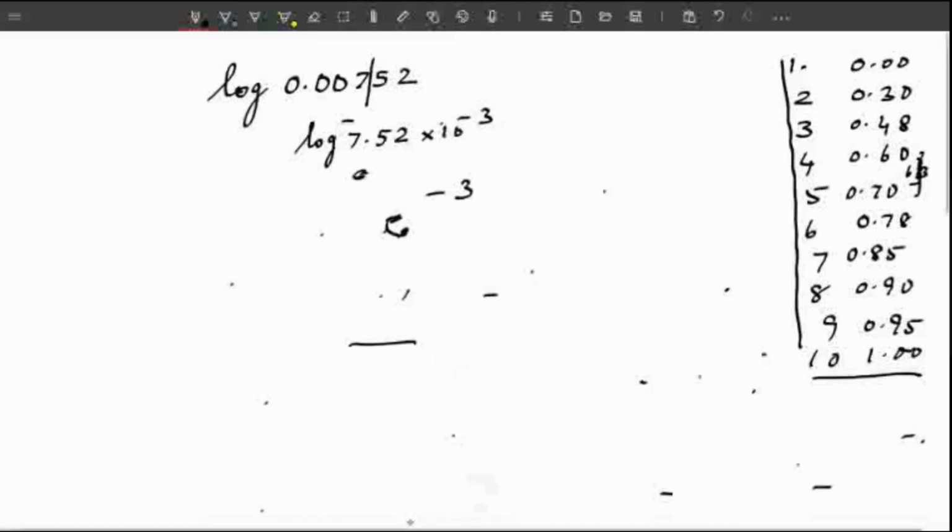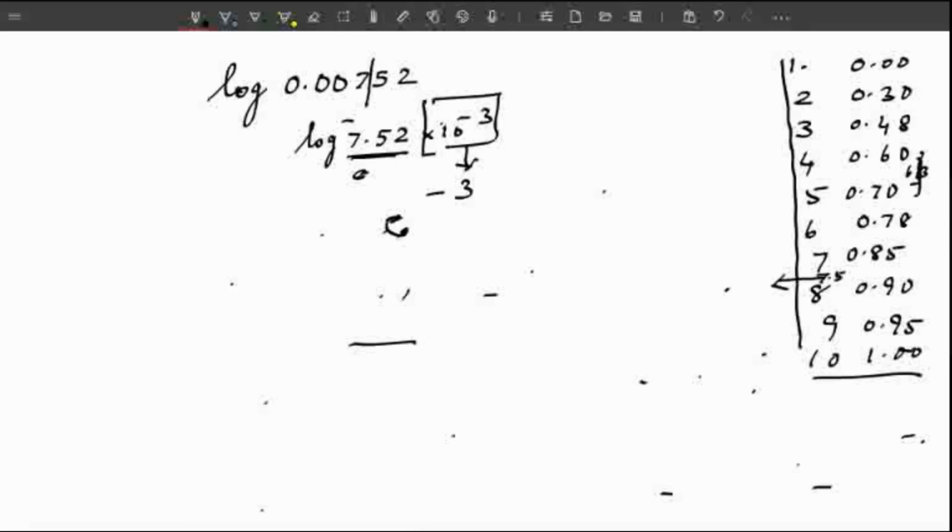For this we have taken the logarithm as equal to minus 3. Then you have to take the logarithm for 7.52. You should have a ready reckoner of the logarithm between 7 and 8. For 7 it is 0.85. For 8 it is 0.9. For 7.5 it is exactly in between. Therefore, the value would be exactly in this way.